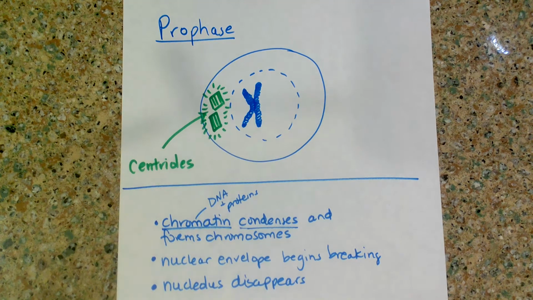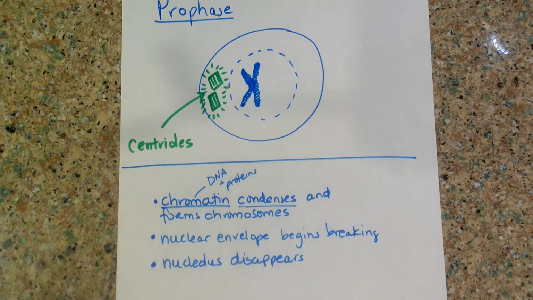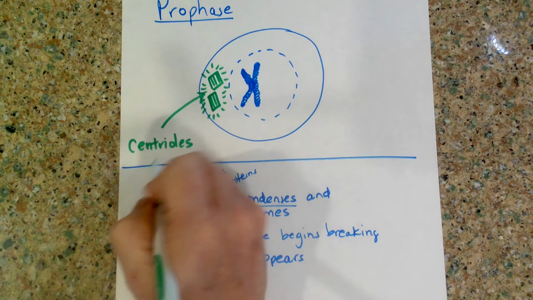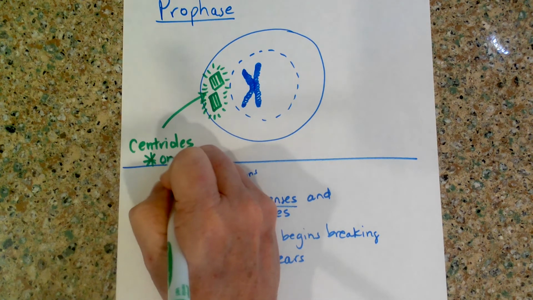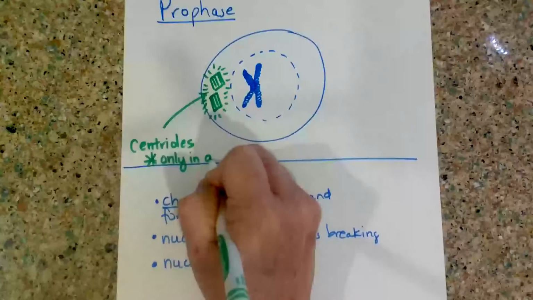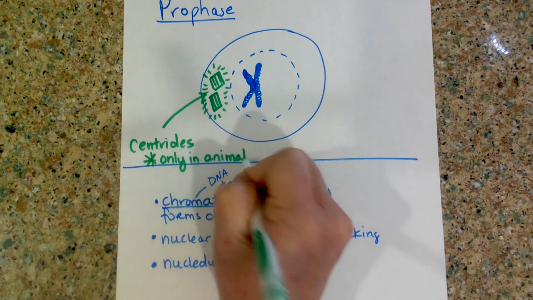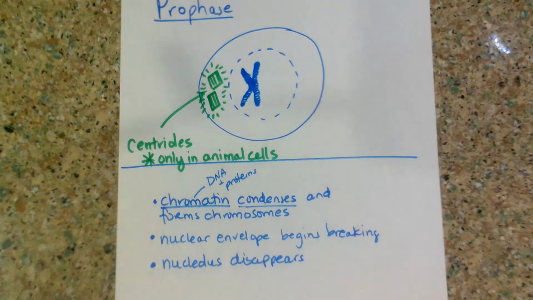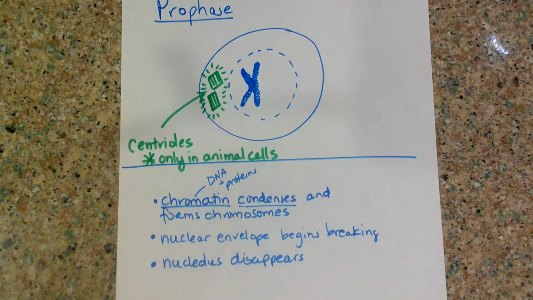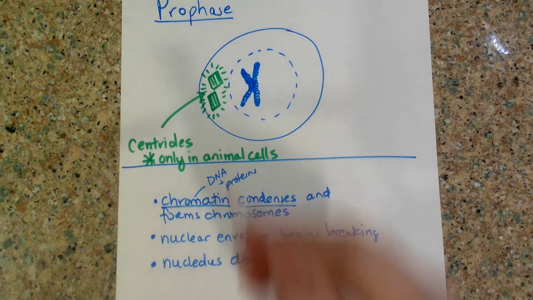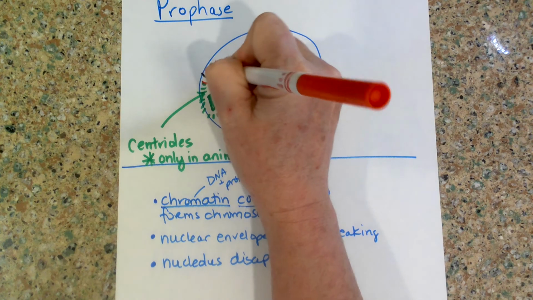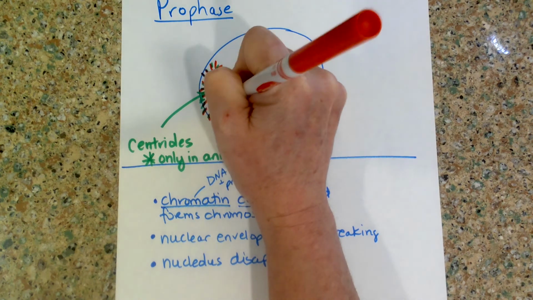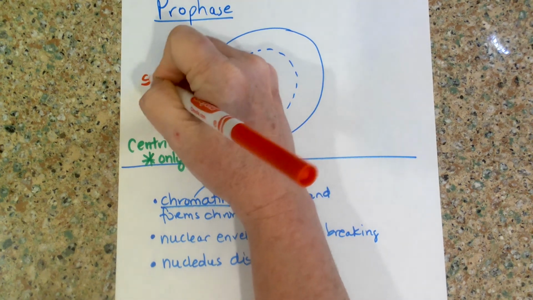Okay, and the centrioles are in charge of the cell division, right? I'm going to put a little star by this. This is only in animal cells. So you will not find centrioles in plant cells. So plant cells sometimes do not divide like they should, and that's probably a consequence of this. And then these little things coming out of them are spindle fibers.